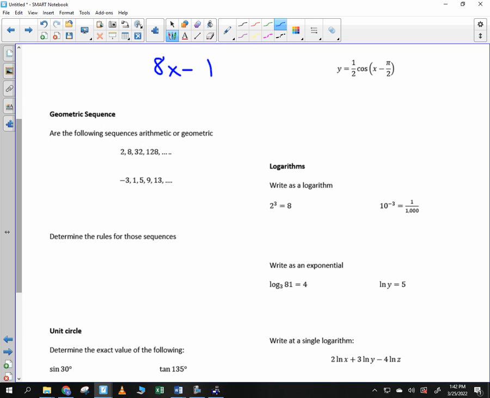Geometric or arithmetic sequences. Are we multiplying by something or adding something? Multiplying by what? 4. So that means the ratio is equal to 4. That means that this is geometric. So you can find the next term by multiplying by 4, and you get 576. How about this one, adding or multiplying? Adding what? So the difference is equal to 4, so we call this arithmetic. Arithmetic sequences, you add, geometric, you multiply. Obviously, the next term will be 17.